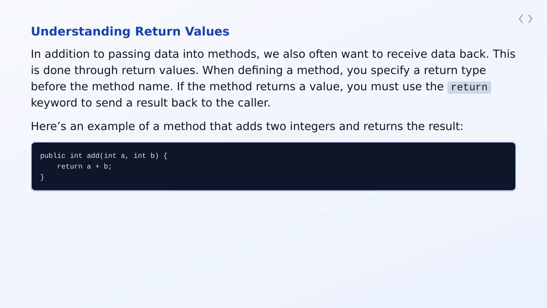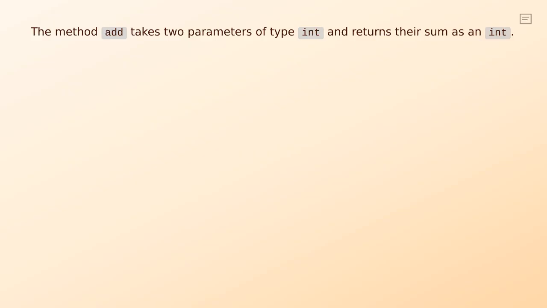Here's an example of a method that adds two integers and returns the result. I'll let you read the examples on screen rather than reading every line aloud. The method add takes two parameters of type int and returns their sum as an int.